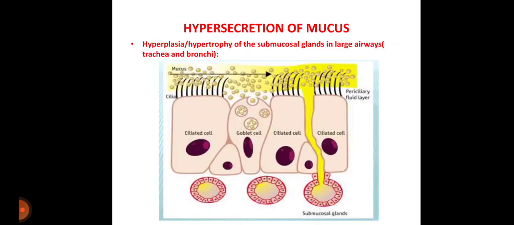This picture represents the hypersecretion of mucus due to hyperplasia and hypertrophy of the submucosal glands in larger airways, the trachea and bronchi. Hyperplasia, an increase in the number, and hypertrophy, an increase in the size of the submucosal glands, lead to mucus overproduction.